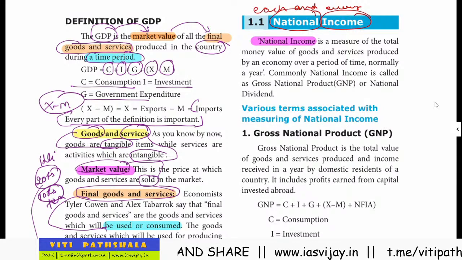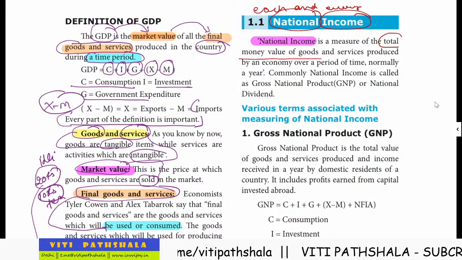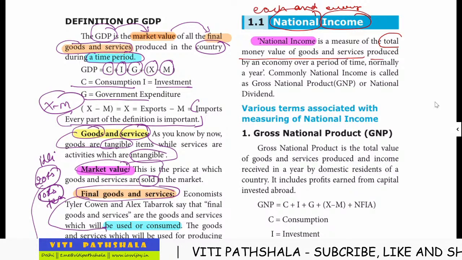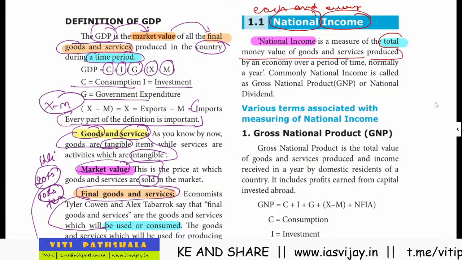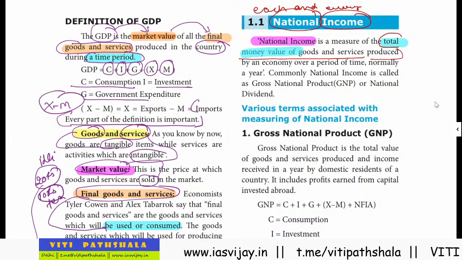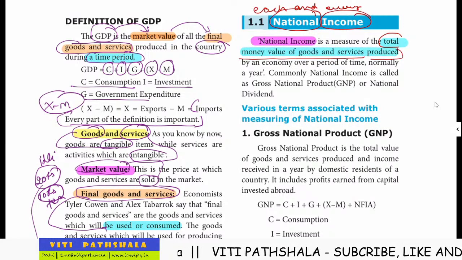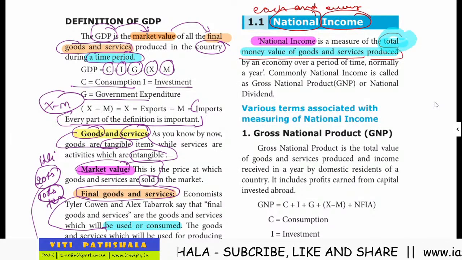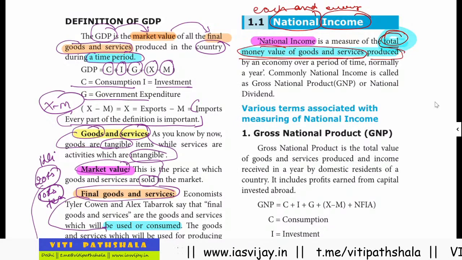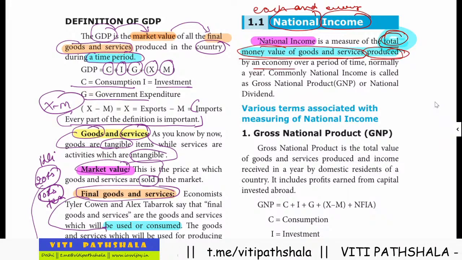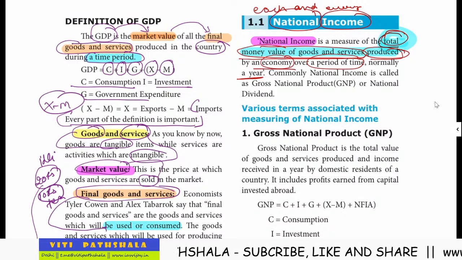It is the measure of the total money. So here the word total is used. Total money value of the goods and services produced. So what are the keywords? First keyword is total. Then comes money value. Money value of what? The goods and services that are produced. So the important words are total, then the money value of goods and services, then produced by an economy over a period of time. Normally, that time period is 1 year.